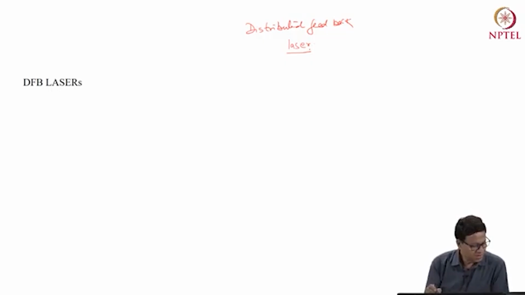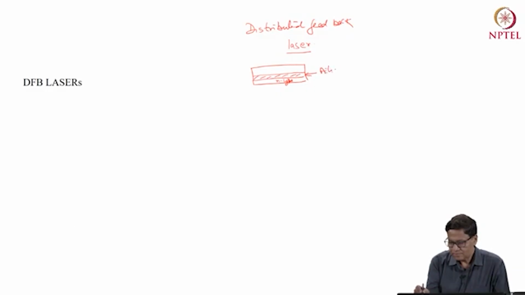So what happens in a distributed feedback laser? This is your laser cavity, and this is your, say, N-type. This is your active region. And this is a P-type material. And you construct some sort of grating here.